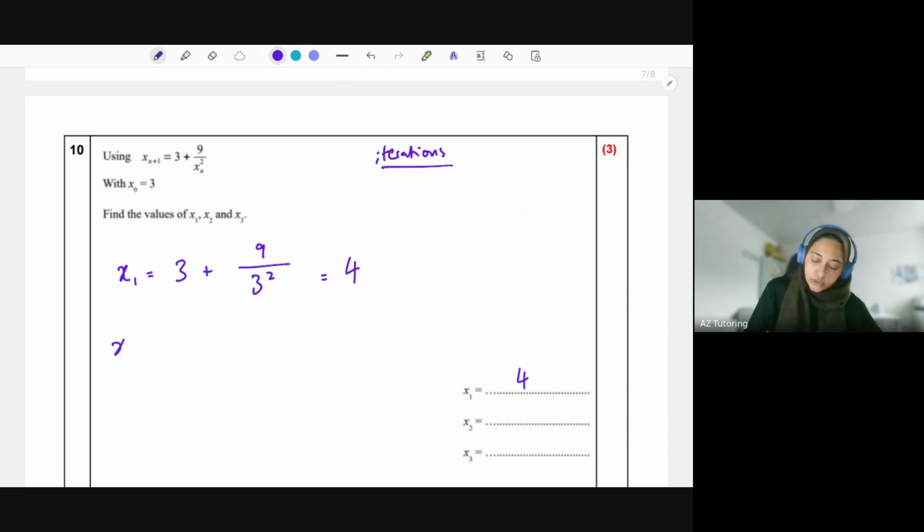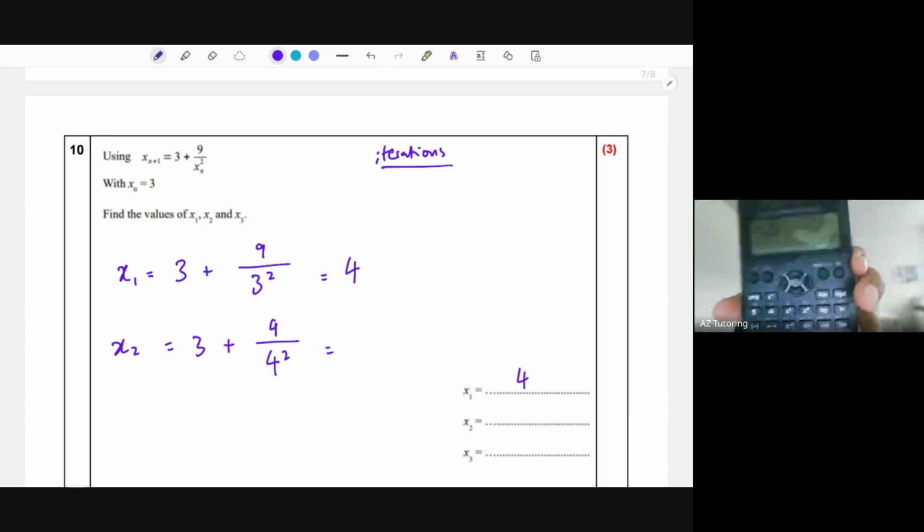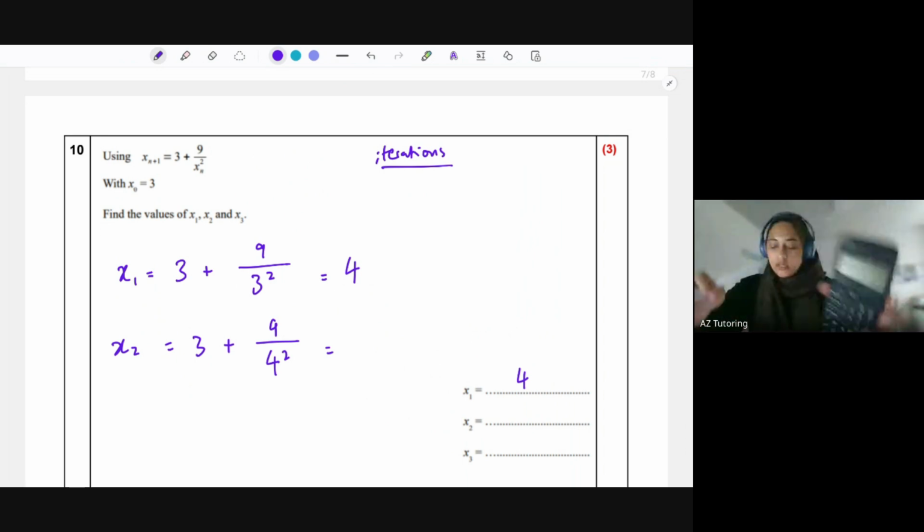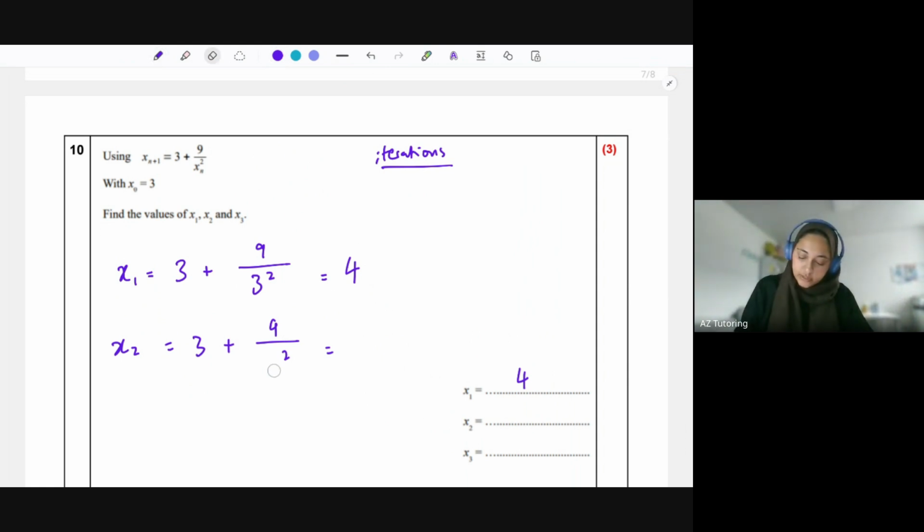Okay, now for x2, we substitute our value of x1 in for xn. So we've got 3 plus 9 over, this time, our answer for xn is 4 from the one before, so it's 4 squared. So putting that in the calculator. Now what I've done is, instead of putting 4, I put Ans in my calculator. I don't know if you could see that, but just underneath, instead of putting a 4 here, I'm just going to take that out, I put Ans, because it'll take my answer from before, so 4, rather than putting the whole thing in.